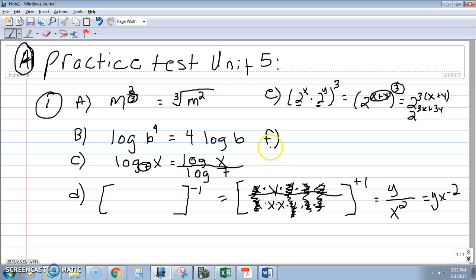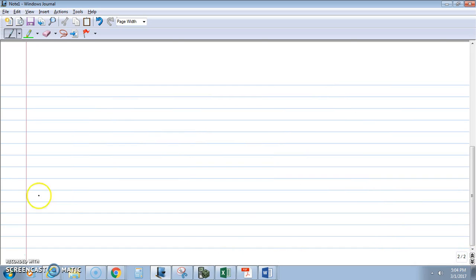And F, log 10 minus log 3. And we used this when we were solving our logs, which is equal to log of the first one divided by 3. The only reason we can combine these is because both of these logs have the same base, which is log base 10. Since you don't see anything, that means log base 10. Okay? All right. Question number 2.